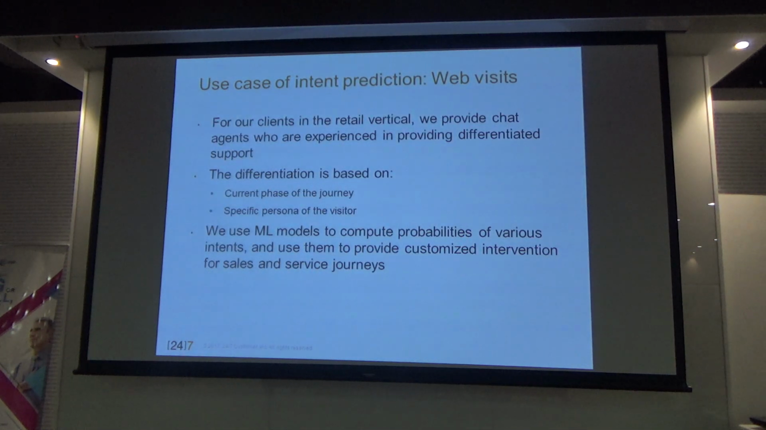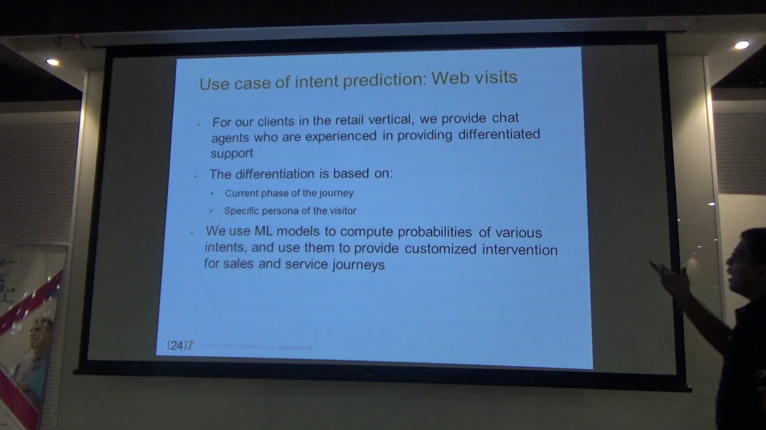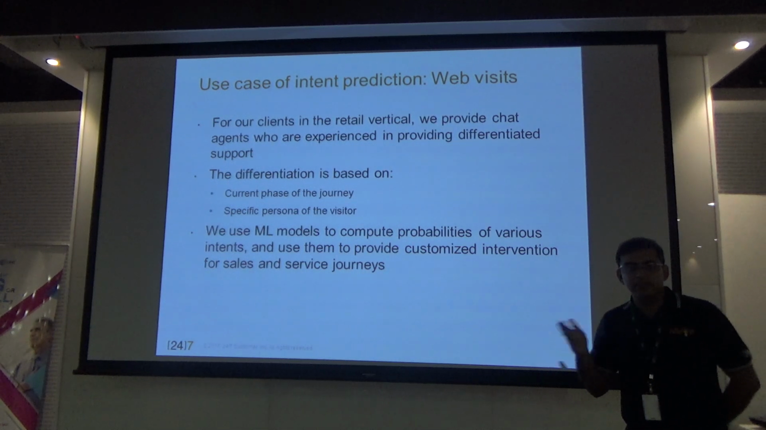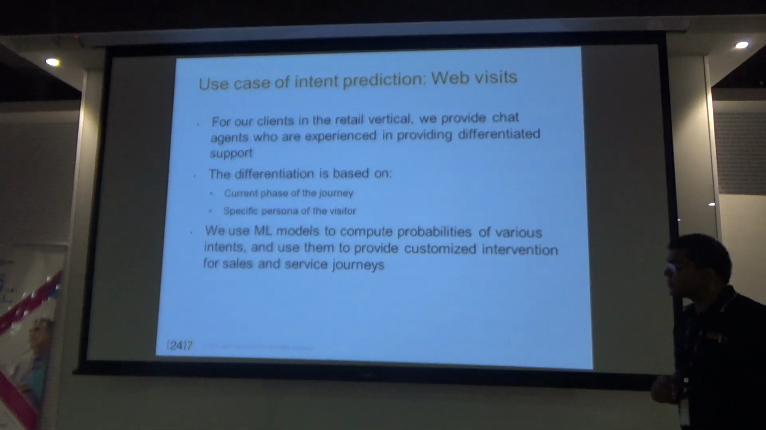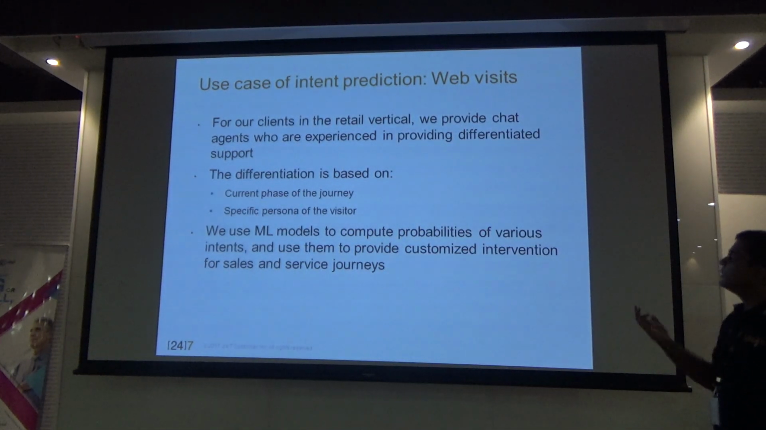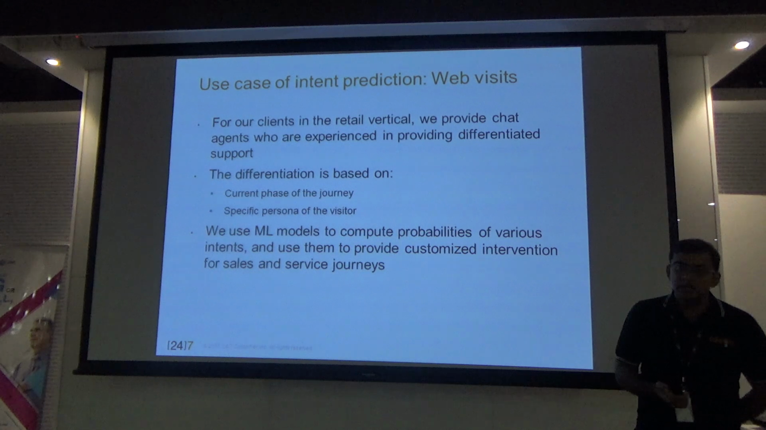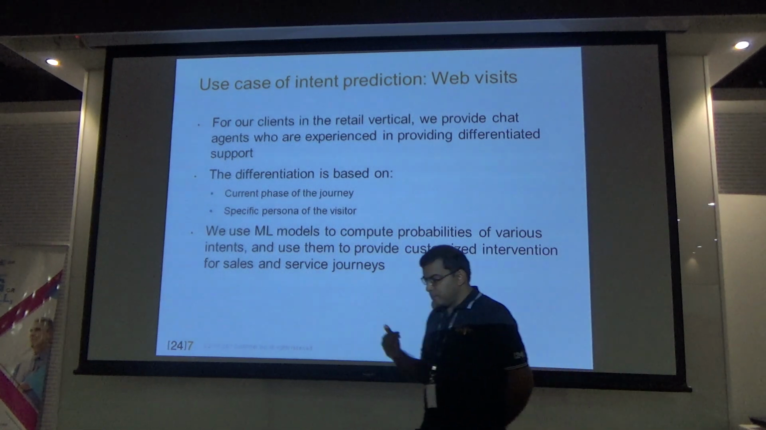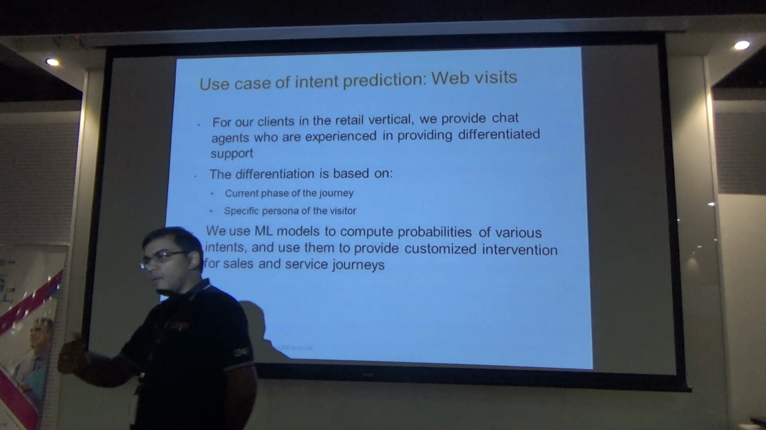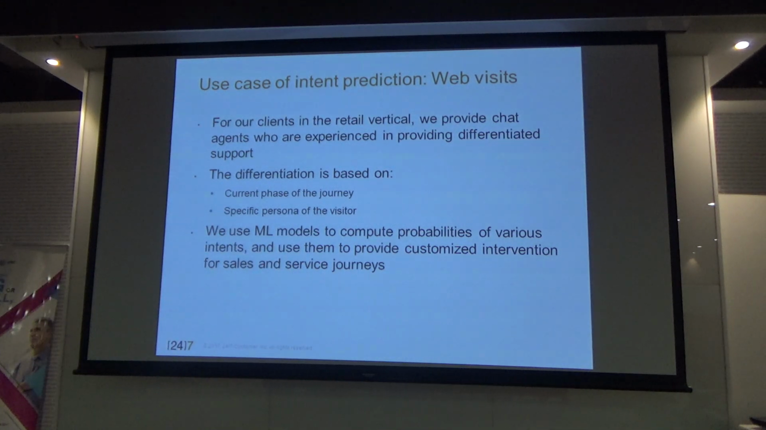So let us look at a few use cases. These are all intent prediction use cases. The majority of our machine learning models are involved in predicting intents. This one, for example, is the intent prediction model for web visits. For our clients, I have taken an example of the retail vertical, but we do this in multiple other verticals as well. Essentially the same thing. In the retail vertical, we provide chat agents who are experienced in providing differential support. What it means is that the support is based on the intent that we detect for the particular customer.